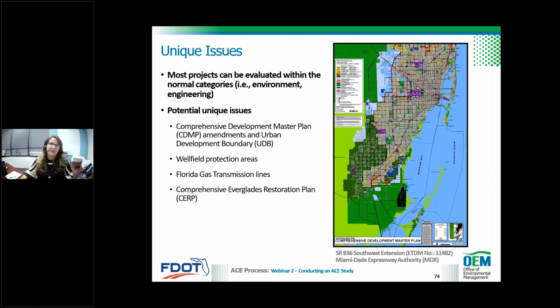Some projects have unique issues that really don't fall into any one of these categories, but you should assess them as well. In this sample project, the corridors being evaluated contain segments and links that went beyond or bordered the urban development boundary. The county's comprehensive development master plan included restrictions related to building outside of this boundary. So for the ACE study, a review of the county requirements and policies, as well as a high-level analysis of how the corridors performed and their proximity to the urban development boundary was conducted as well.